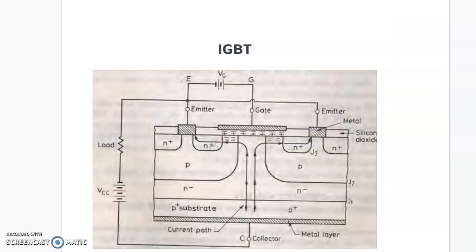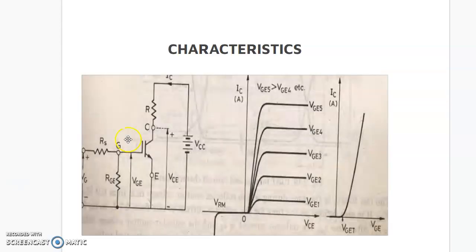Next, we will see IGBT. IGBT is also like MOSFET and SCR, but one of the main criteria of IGBT is its high current carrying capability. Except for that, everything is similar between IGBT and MOSFET. This is the symbol of the IGBT and these are the characteristics of the IGBT.